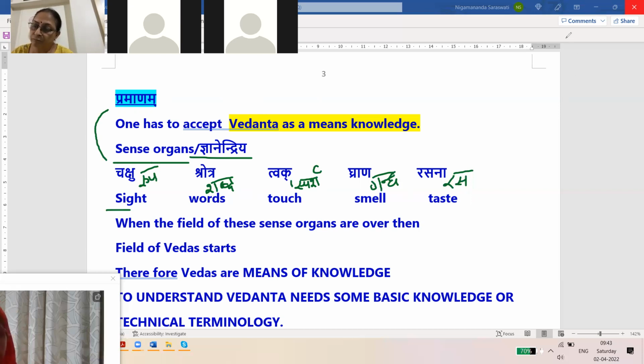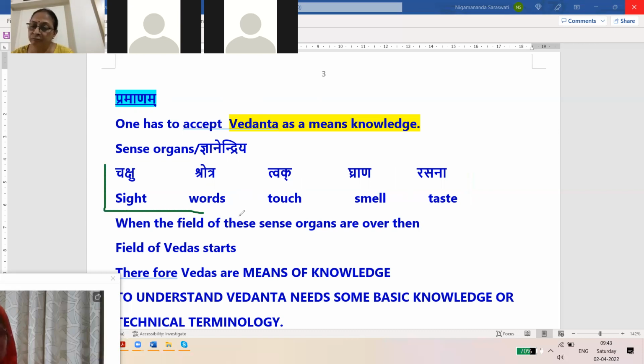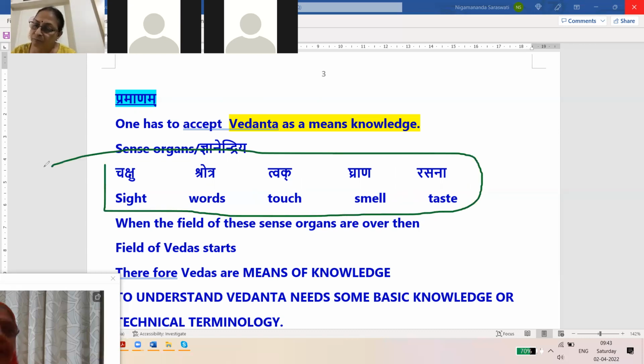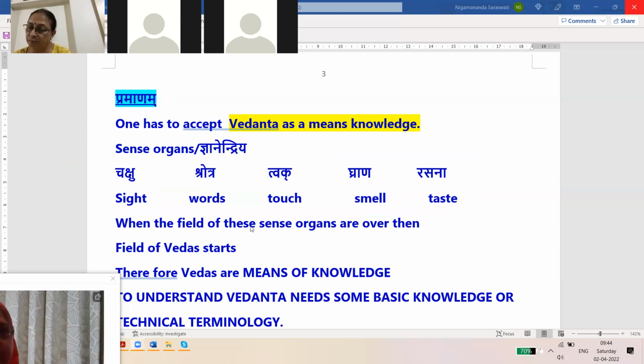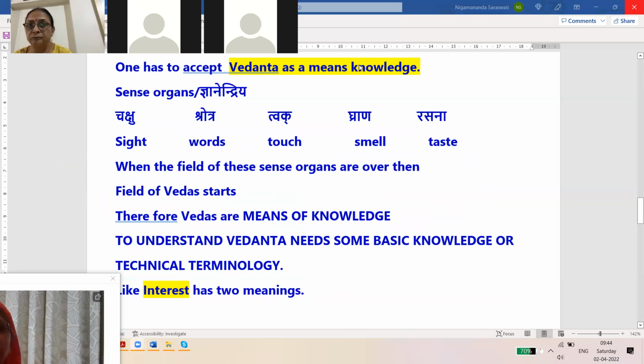And one more thing about Pramanam: these five Gnanendriya never interfere in each other's field. If Chakshu says this is an elephant, then Shrotra has no right to interfere. Shrotra cannot say, you are not right, this is not an elephant, I think this is a goat. So each and every sense organ has its own field. In its own field, it can give knowledge. It's called the Pramana. Now it says, when the field of the sense organs is over, then another field will come, and another pramanam we need is called Shastra Pramanam. So Veda is called Pramanam.